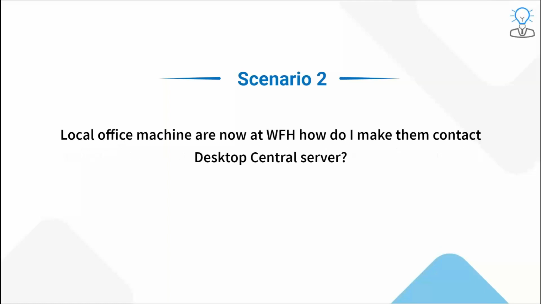The local office machines are now at work from home. How do I make them contact the Desktop Central server? So as we discussed, if a machine is not in VPN, we need to have a secure gateway server to establish a communication to the Desktop Central server. So if they're connected via VPN, it will communicate to the central server or to the distribution server without the need of secure gateway server.